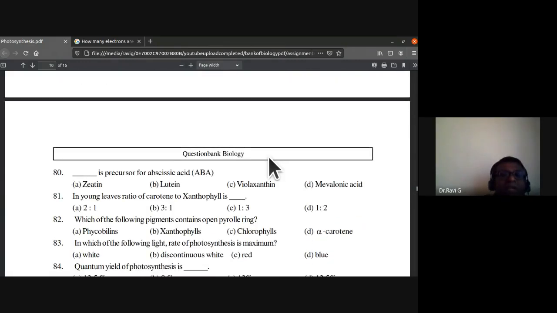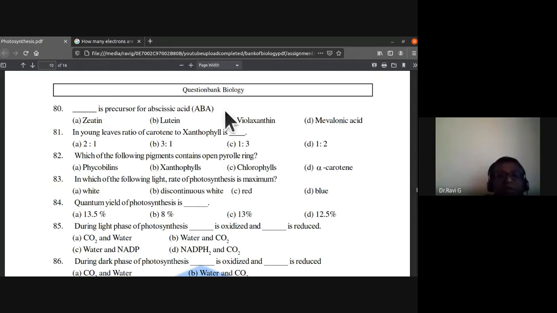Dash is the precursor for abscisic acid. Lutein, violaxanthin, mevalonic acid: which is the precursor for abscisic acid? So the 80th one, the answer is C, violaxanthin. So violaxanthin is a precursor for abscisic acid.